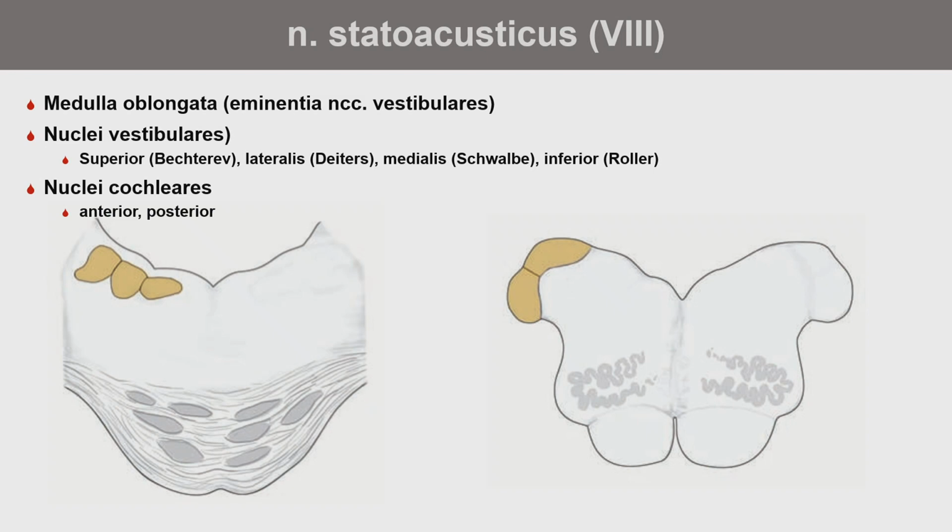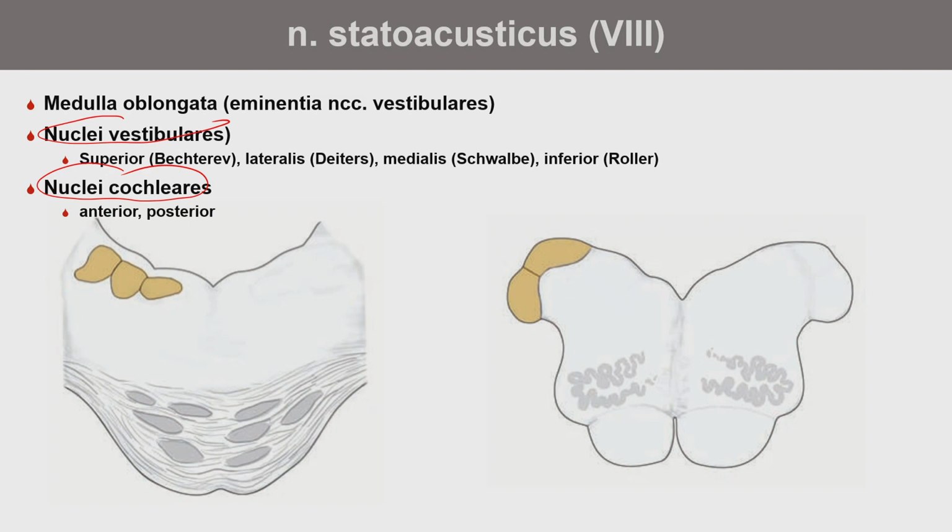Two parts which are important are vestibular and cochlear nuclei. Vestibular nuclei are 4. They are localized more medially. And we have Bechterev, Deiters, Schwalbe, and Roller, and they are then relayed into the brain stem. And they are relayed then also into the olivary nucleus and cerebellum.